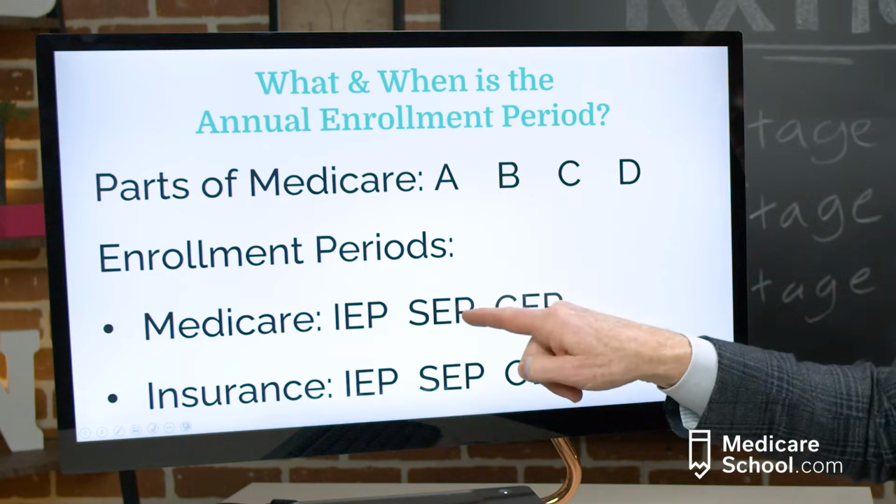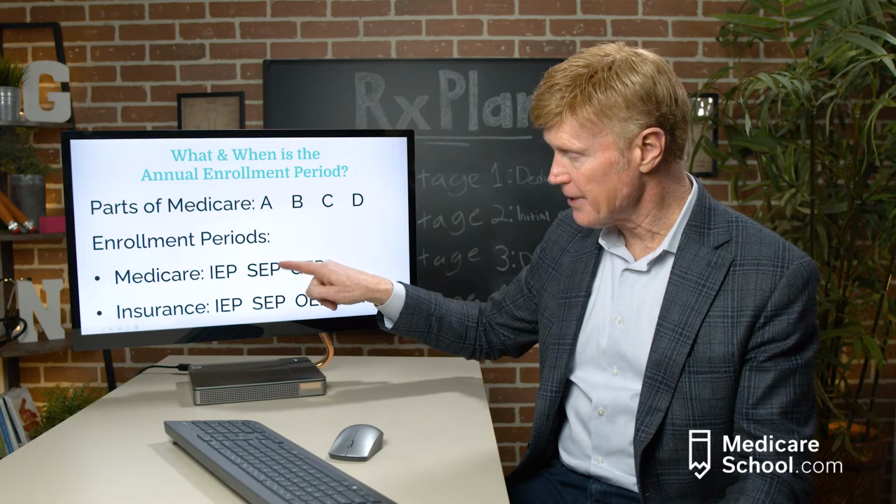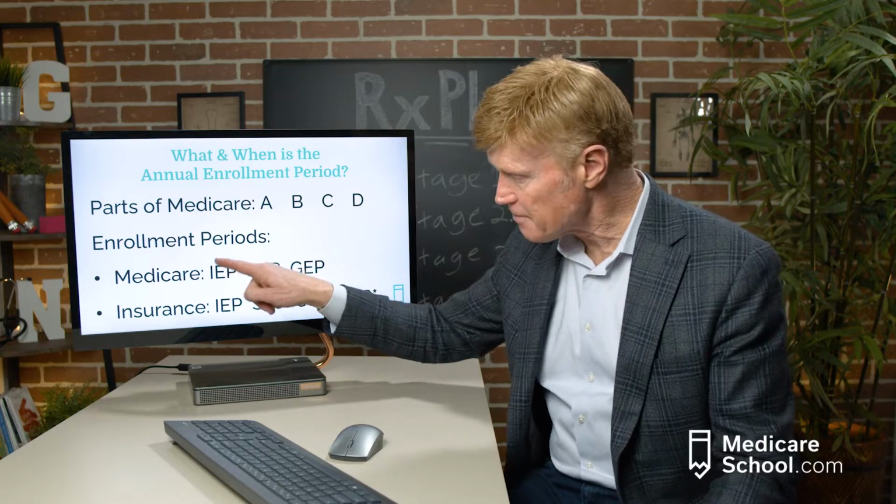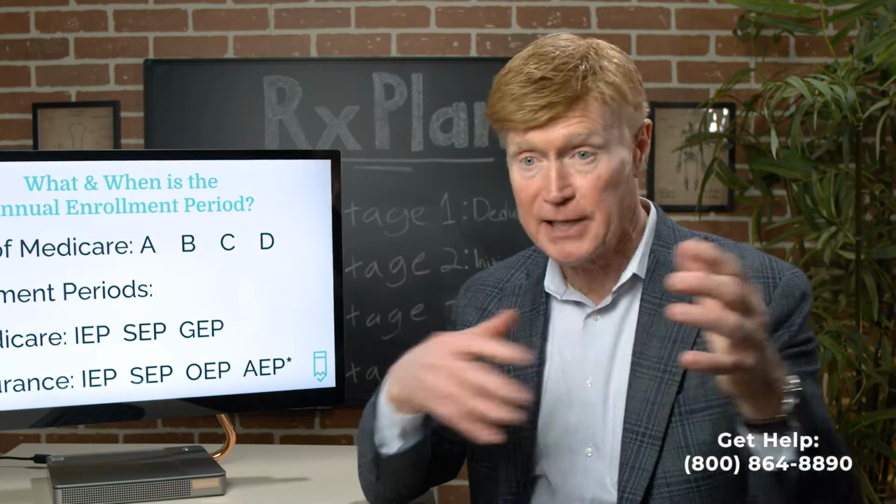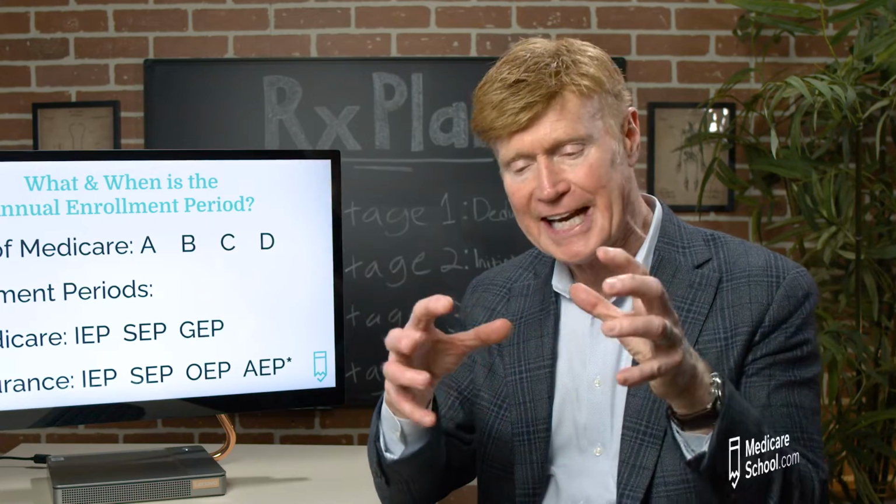The SEP stands for Special Enrollment Period, and this is for people that didn't go on Medicare at 65 because they or their spouse were covered by an employer-provided plan that was better than their Medicare option. Because as long as you have an employer-provided plan, meaning you or your spouse are actively working, and that group plan is 20 or more, you do not have to start Medicare at 65.